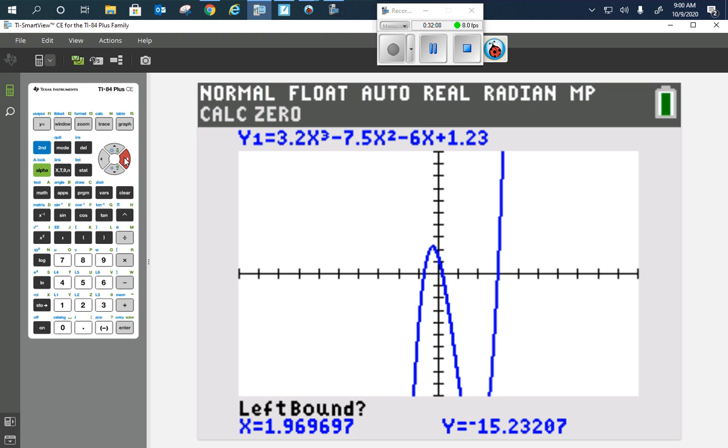Watch your x value keep changing. Is it 1.9? Is it 2.1? Is it 2.2? And when it finally gets to 2.57, notice it's back on the screen. So keep going until you get close to this one. Where am I going to be for the left bound? Above or below the x-axis? Because the curve is going up, below. So go ahead and hit enter. Go to the right, that's definitely above the x-axis. Hit it one more time.